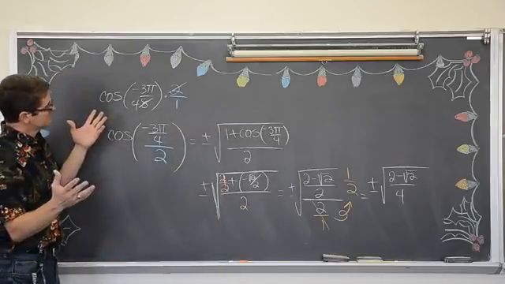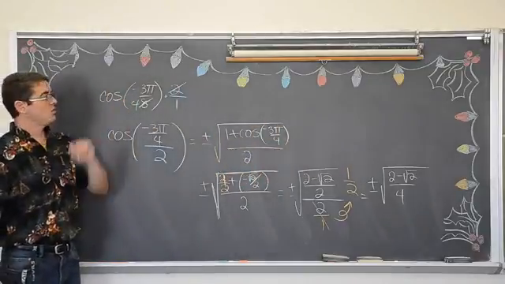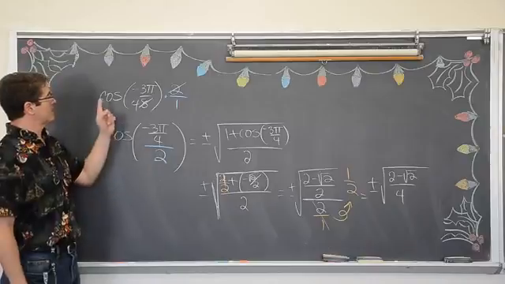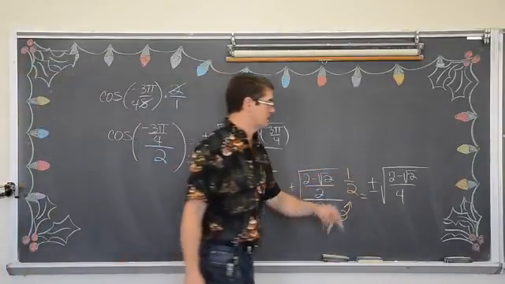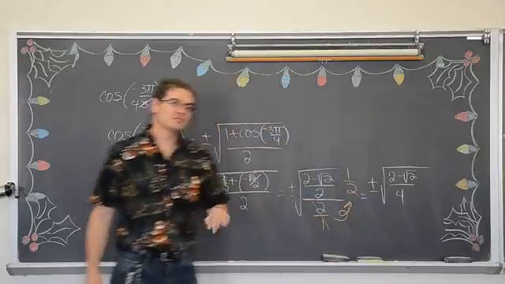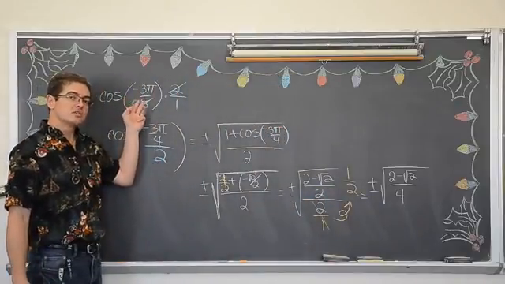So I need to pick the correct sign for my angle that's in quadrant 4. And cosine in quadrant 4 is positive. So this isn't plus or minus just because of the square root. There's not two answers. The answer is based off the quadrant that the original angle is in.